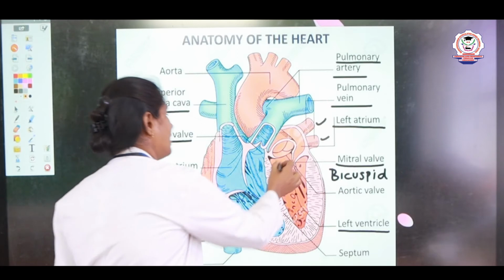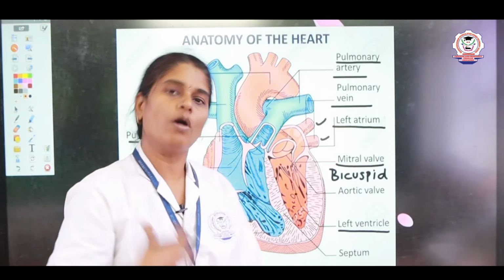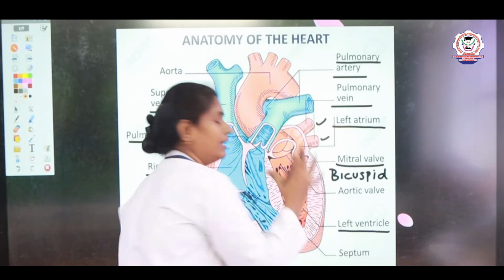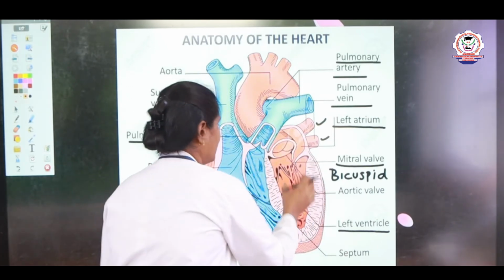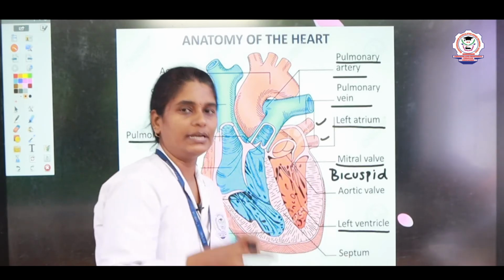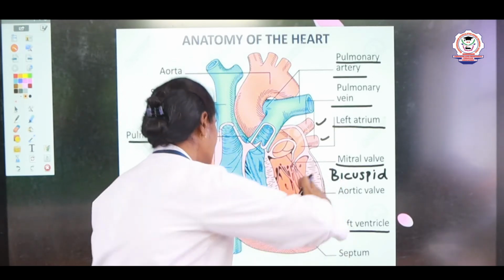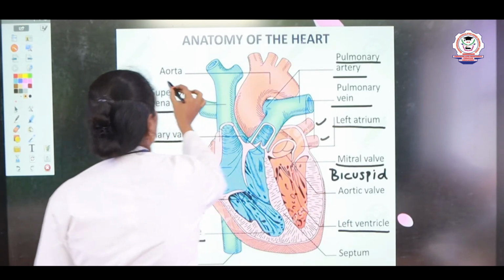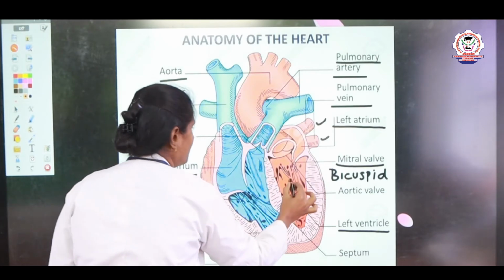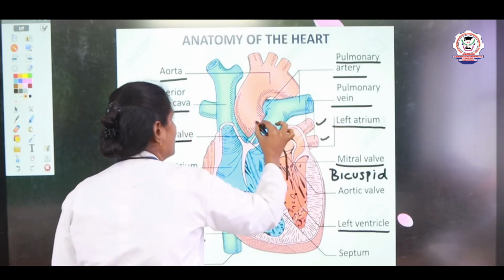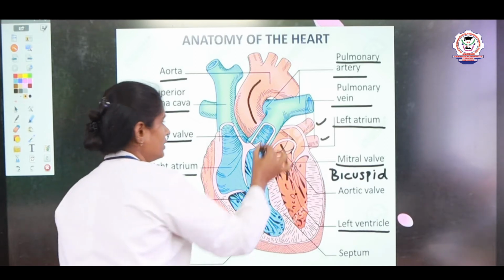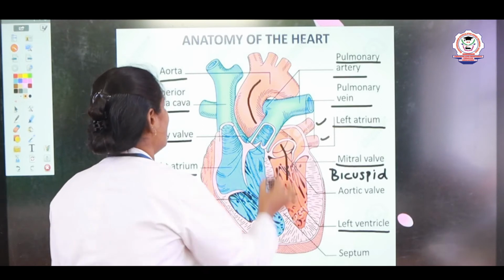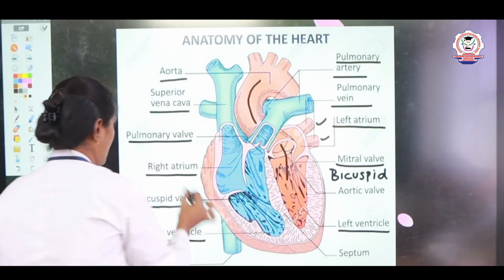Here the valve also helps in preventing the backflow of blood, right. When the left ventricle contracts, the oxygenated blood from the left ventricle enters into a blood vessel which is known as the aorta. So, this is the aorta. Here in the aorta also there is a valve that is present. This valve is known as the aortic valve.